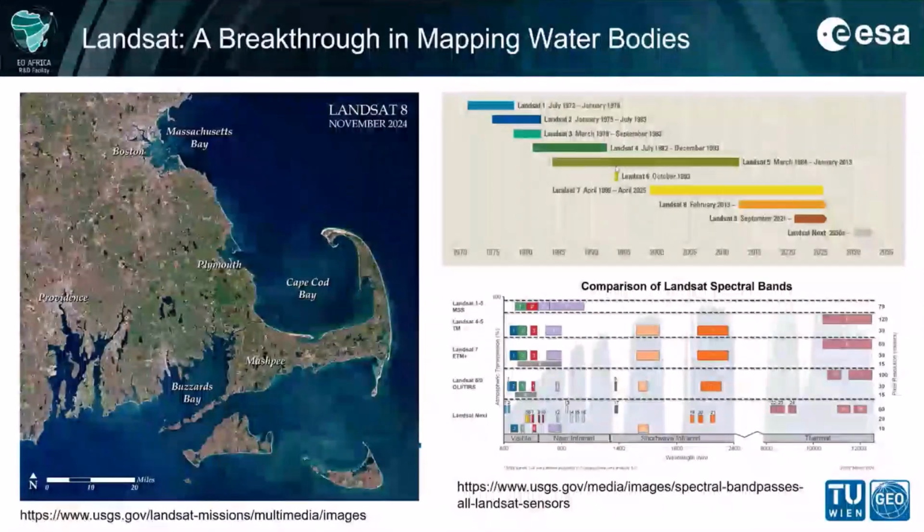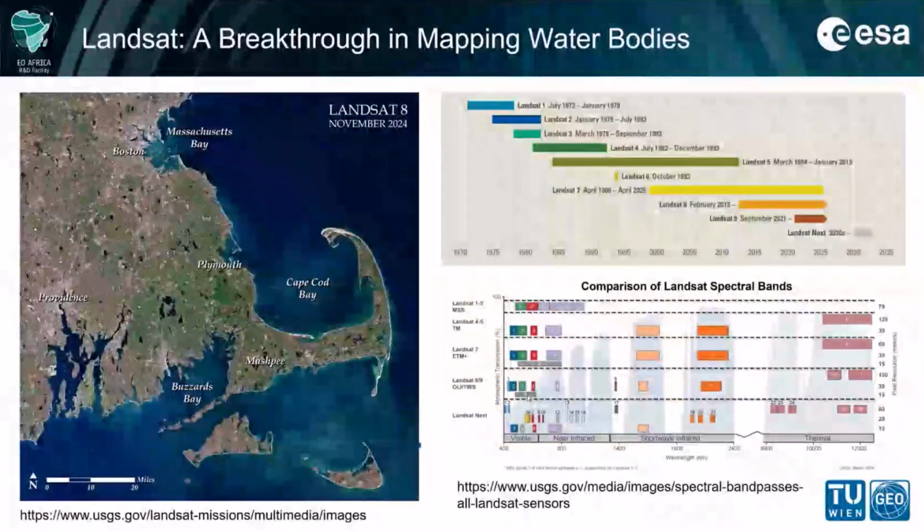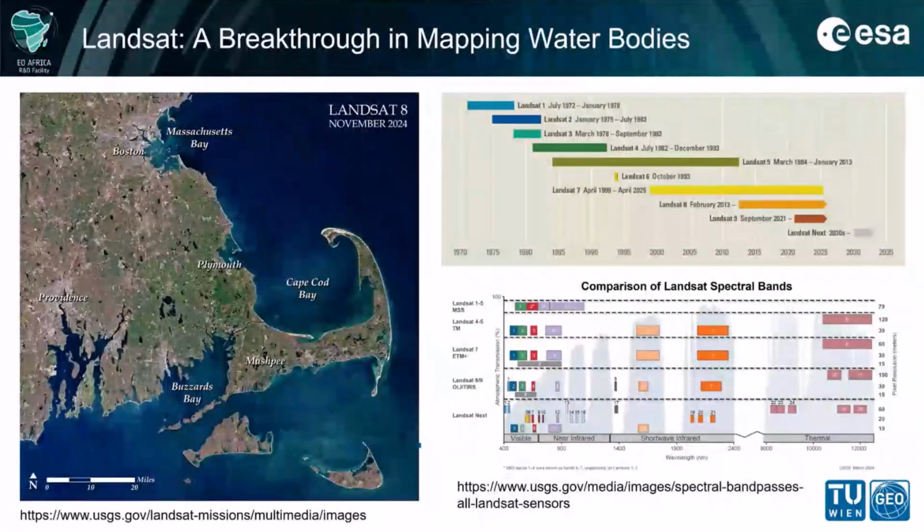And of course, what's also very important is that sooner or later these data were given free, so that everybody could start using it. So on top, we see the sequence of the different Landsat missions, and below we see how the spectral characteristics have changed from Landsat 1 to the latest Landsat 8 and 9 missions.